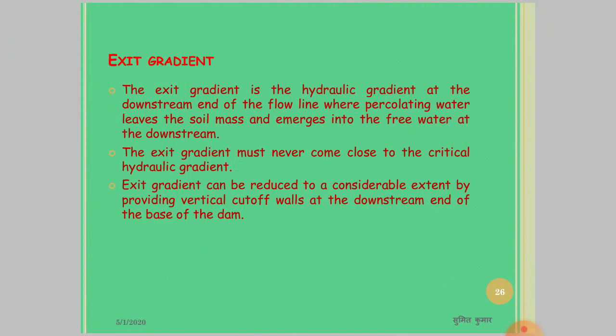Apart from uplift pressure, exit gradient can also be calculated from the flow net. The exit gradient is the hydraulic gradient at the downstream end of the flow line, where percolating water leaves the soil mass and emerges into the free water at the downstream. The exit gradient should always be less than the critical hydraulic gradient to avoid piping or boiling condition. Exit gradient can be reduced to a considerable extent by providing vertical cutoff walls at the downstream end of the base of the dam.